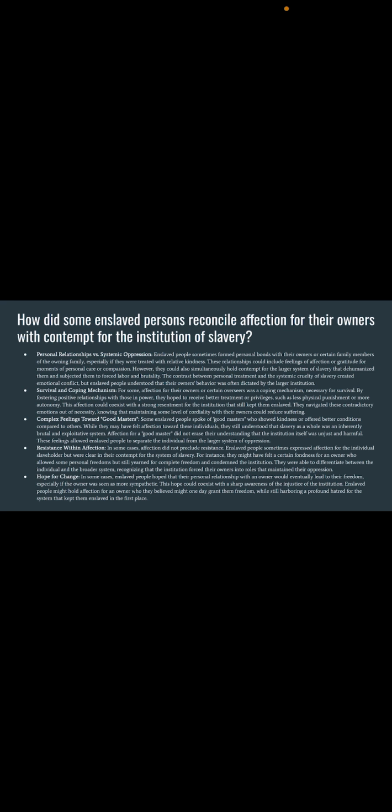Enslaved people might hold affection for an owner who they believed might one day grant them freedom, while still harboring a profound hatred for the system that kept them enslaved in the first place. Overall, an enslaved person navigated the tension between affection and contempt with a complex understanding of the roles individuals played within the broader brutal system of slavery. These emotions and recognitions were often survival strategies to maintain a sense of humanity in an otherwise dehumanizing system.